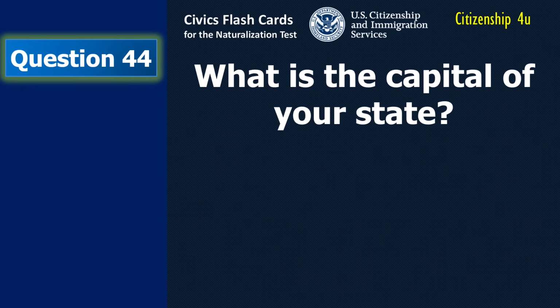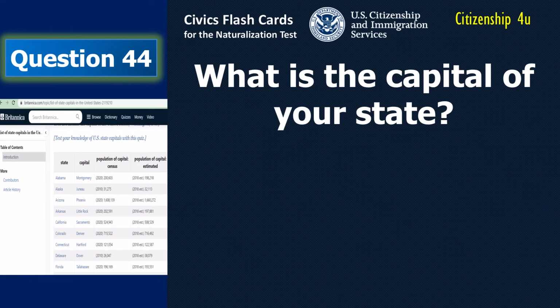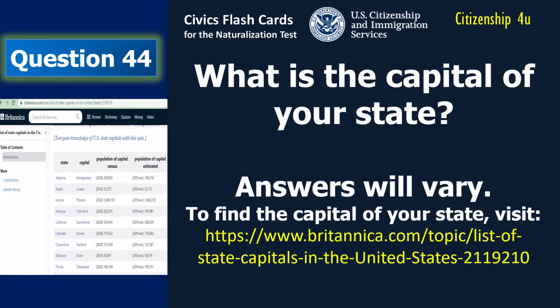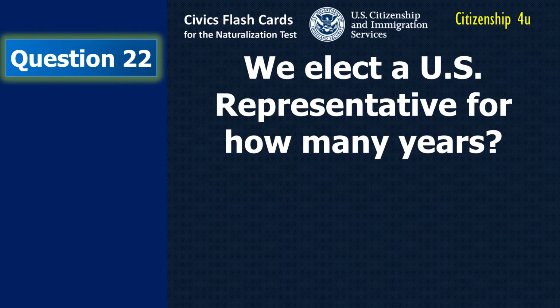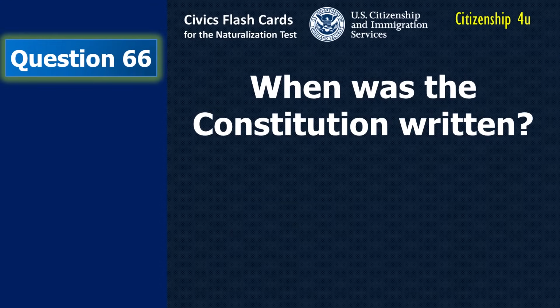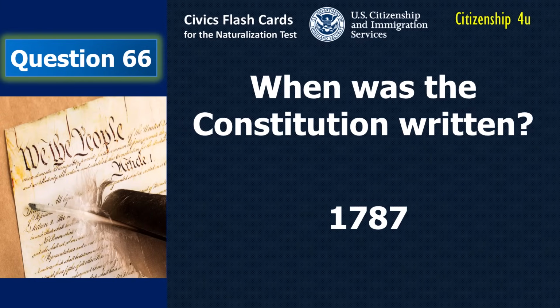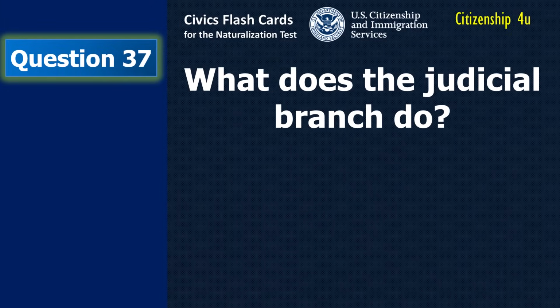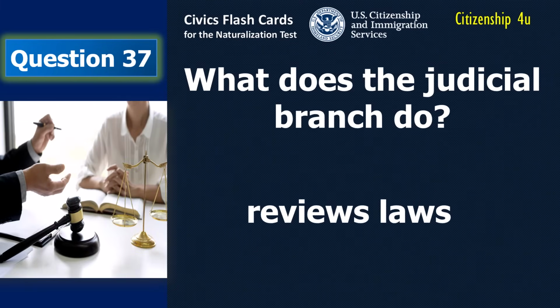What is the capital of your state? Answers will vary. To find the capital of your state, visit. We elect a U.S. representative for how many years? 2. When was the Constitution written? 1787. What does the judicial branch do? Reviews laws.